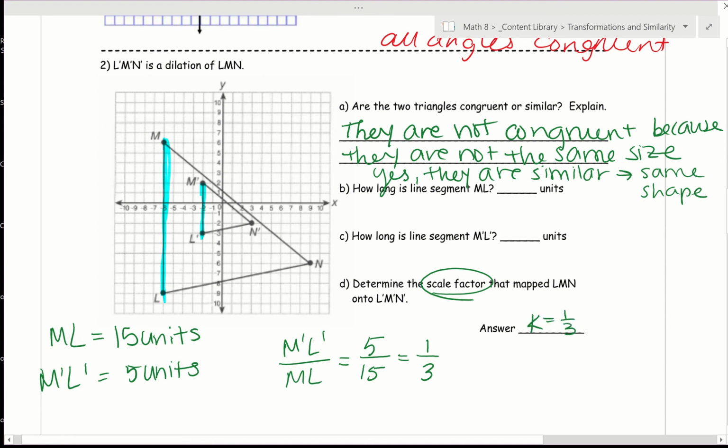Okay, so K is 1/3. What that means is that M and L went through a scale factor of 1/3, dilated by 1/3 to get to M prime, N prime, L prime. And I know that here we called it LMN. It's the same thing because orientation is preserved.